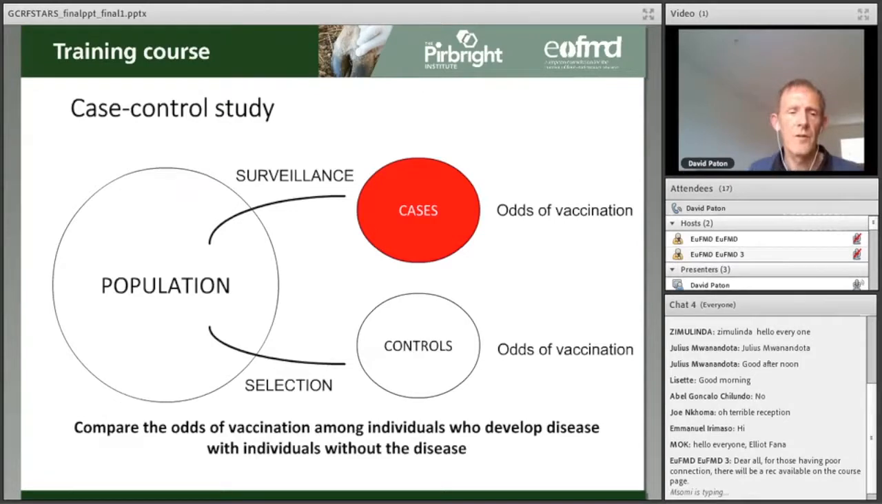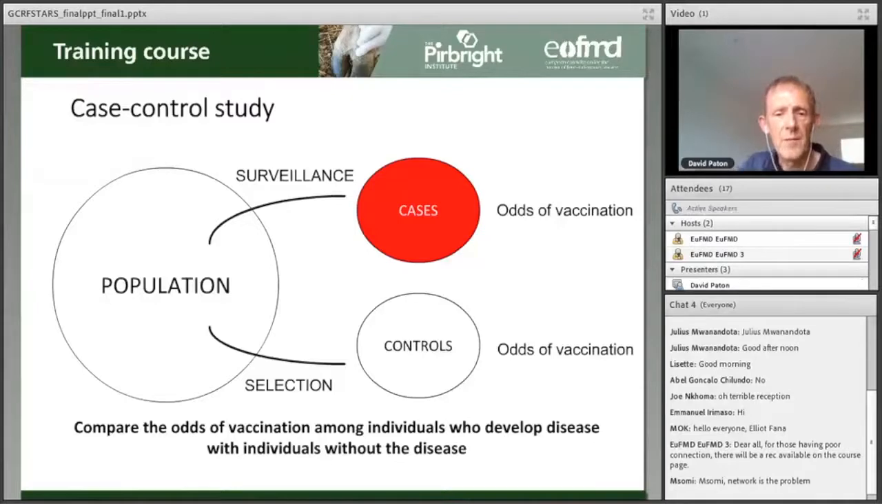In comparison, the case control study is a slightly simpler study, which is more of a cross-sectional snapshot study at a particular point in time, or an observational study. And again, we're looking at the difference in groups of animals that have and haven't had FMD, but here we're looking at the odds of vaccination in cases and the odds of vaccination in controls, cases being the ones that have FMD and controls being the ones that don't. And so we are going to compare the odds of vaccination amongst individuals who develop disease with individuals without disease.